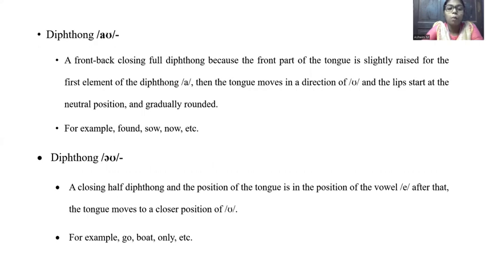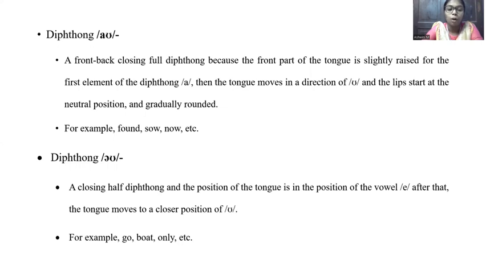In the diphthong ow, which is a back closing full diphthong, the front part of the tongue is slightly raised for the first element of the diphthong, then the tongue moves in the direction of oo, and the lips start at the neutral position and gradually become rounded. For example, found, sow, now, etc.